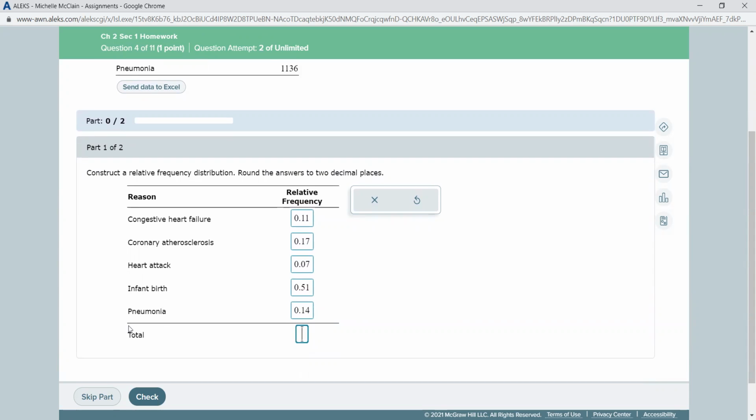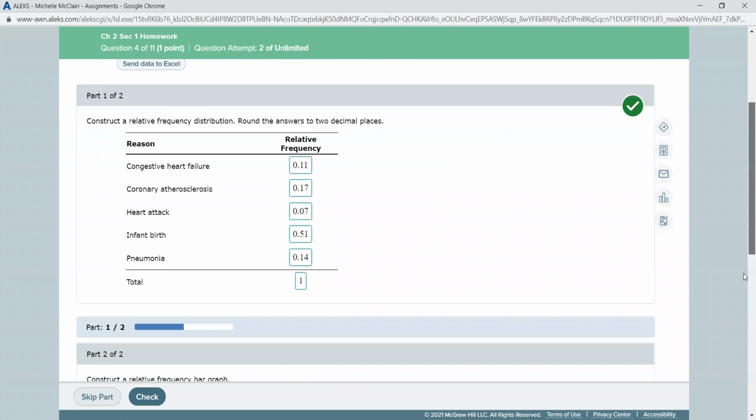Right, so next blank, they're asking for the totals. So that means we want to take all of our frequencies and add them up. And actually, when you do this, you're supposed to get 1, right? So I think it's asking you to kind of double check things. And sure enough, if you add up the relative frequencies, you should get 1, right? So let's go ahead and check so we can move on to part 2.